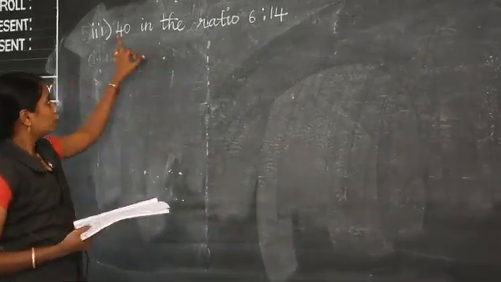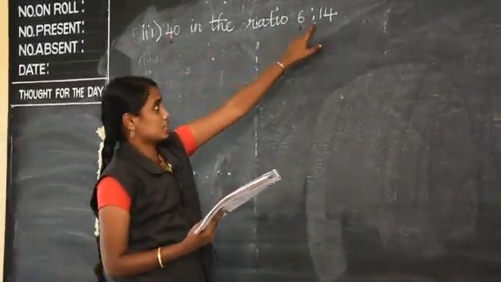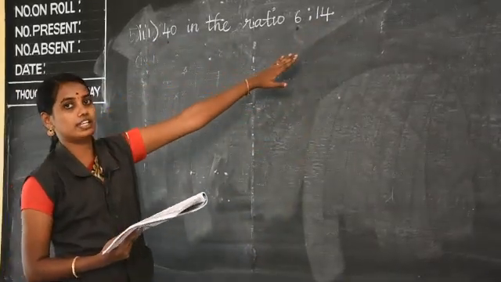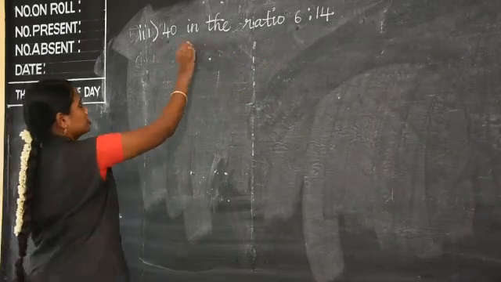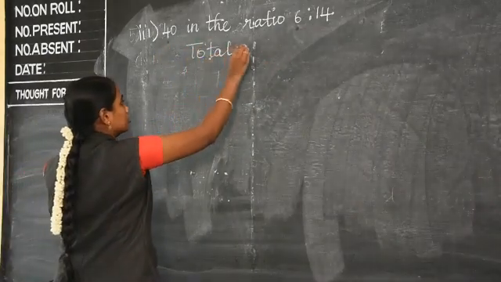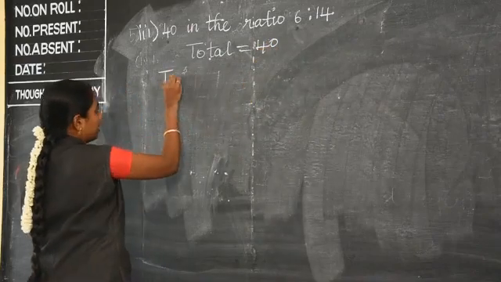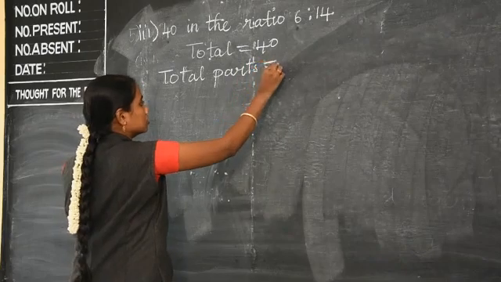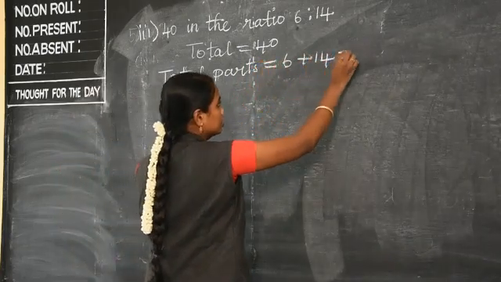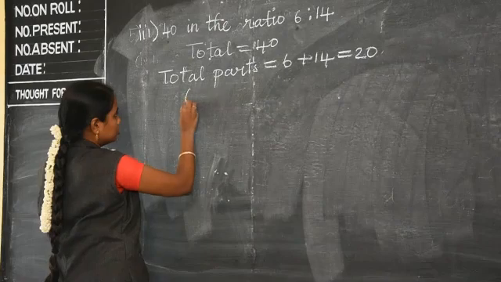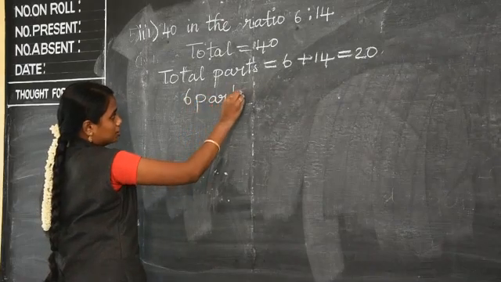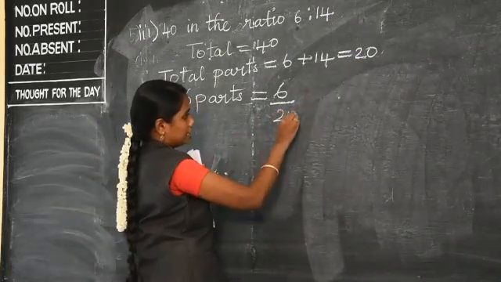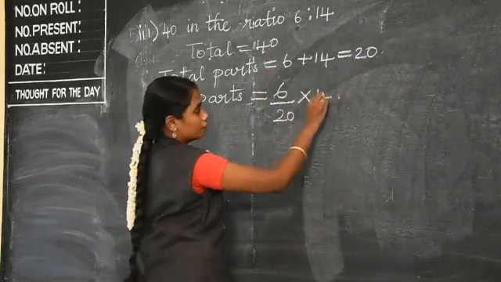Okay, option 3, 40 in the ratio 6:14. Total is 40. Find the total parts and go for it. Total is 40. Then find the total parts. 6 plus 14, 20. Okay, now find out 6 parts how much? 6 parts, 6 by total parts 20 into total is 40.